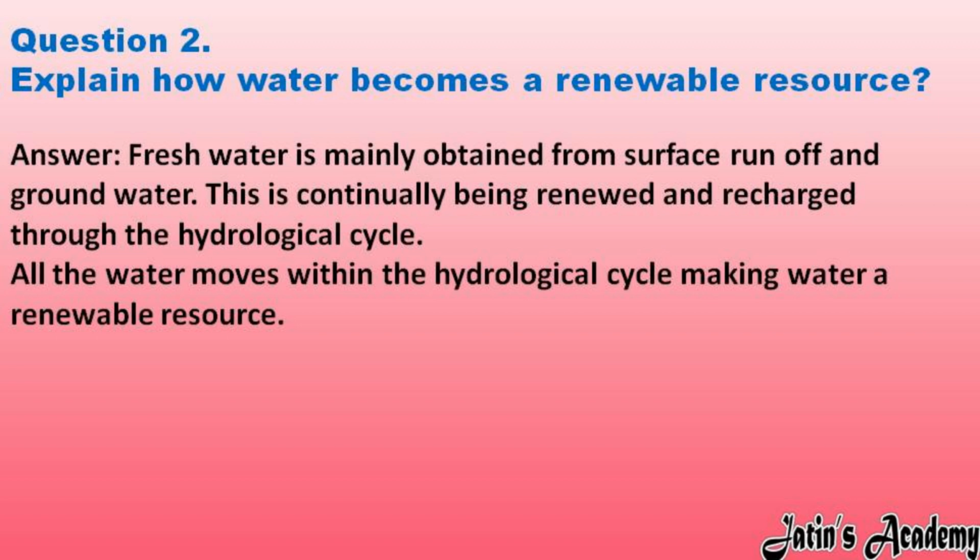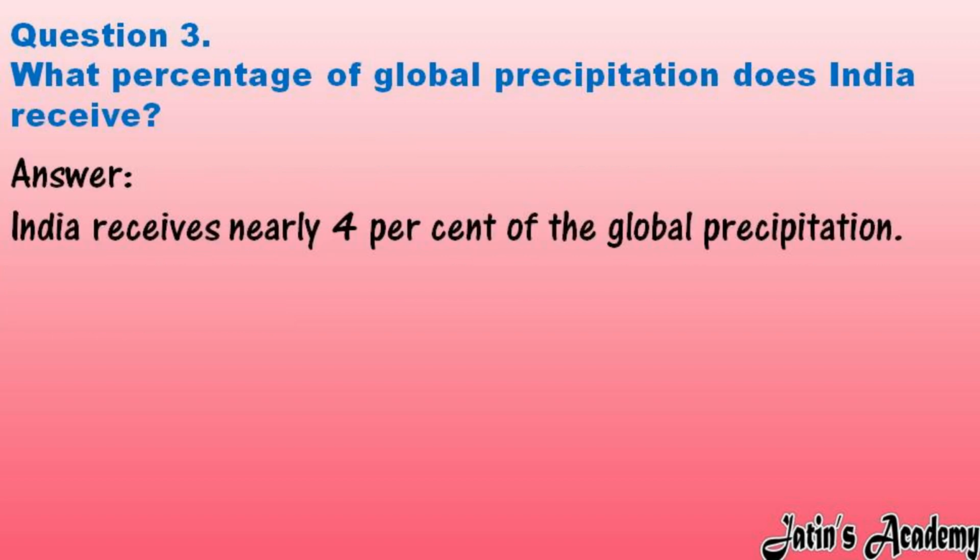Question 2. Explain how water becomes a renewable resource. Answer. Fresh water is mainly obtained from surface runoff and groundwater. This is continually being renewed and recharged through the hydrological cycle. All the water moves within the hydrological cycle, making water a renewable resource.